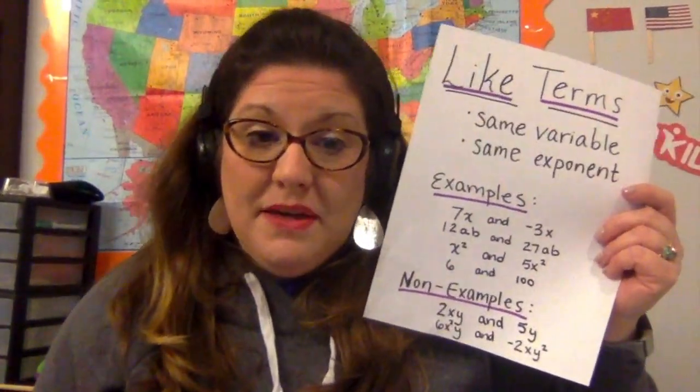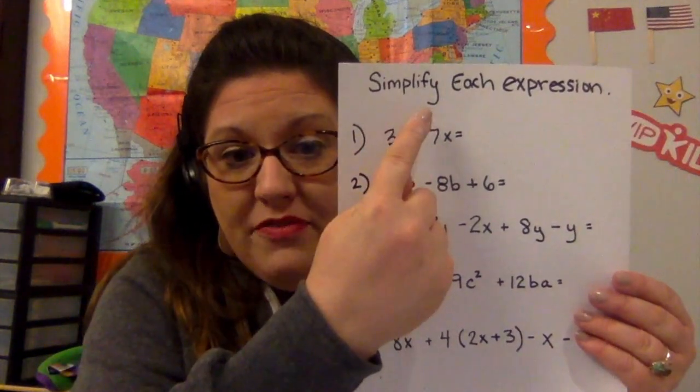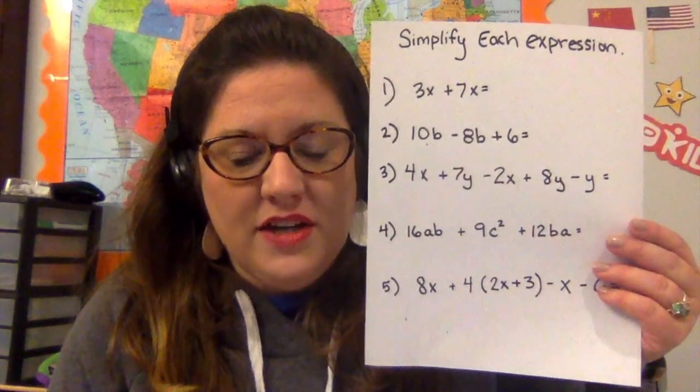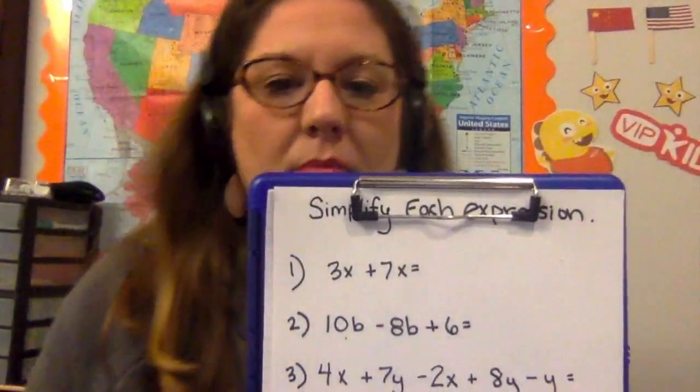So now that we've seen some examples and some non-examples of like terms, let's look at what kind of math we can perform when we have like terms. So our instructions on our problems today are to simplify each expression. It doesn't say anything about like terms in the directions. It just says to simplify each expression. So we have to know that the rule when we simplify like terms is to combine like terms using addition or subtraction. So let's look at problem 1.